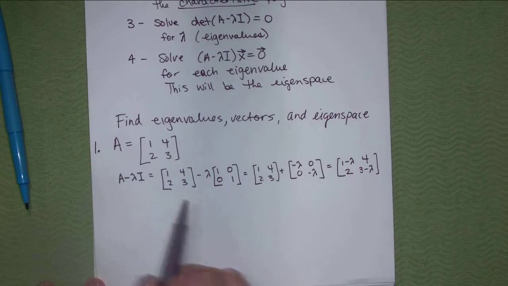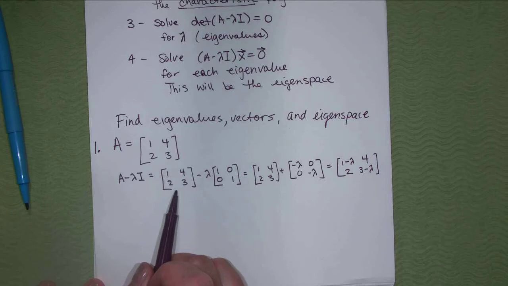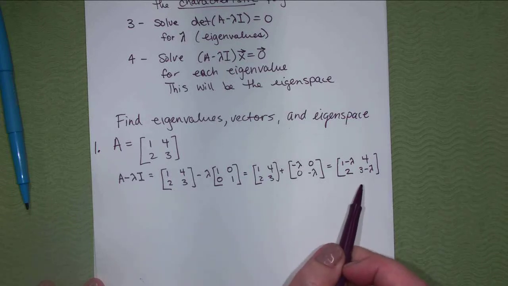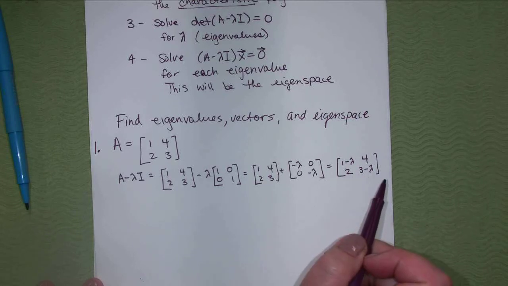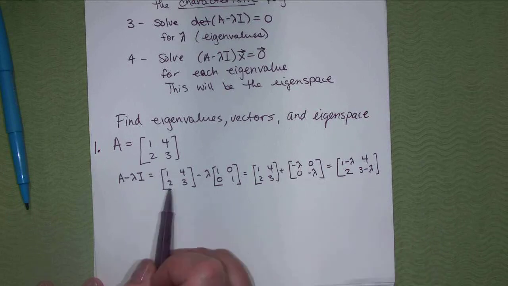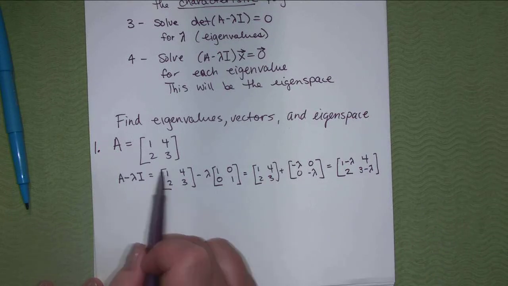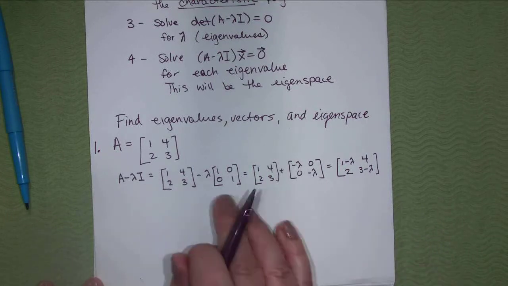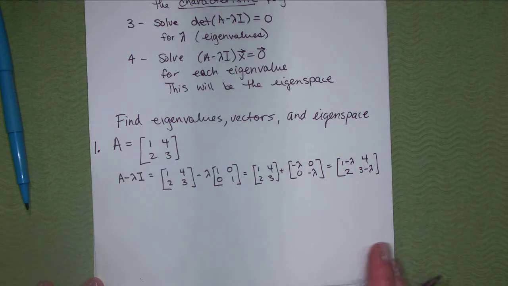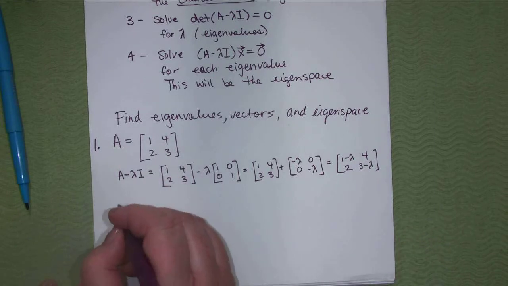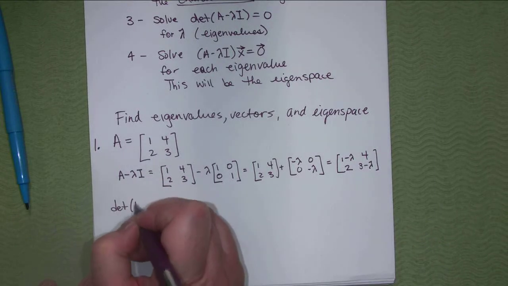Now, I want you to look at the original A, and look at what A minus lambda I is. What did we do to A? What's different about these? Minus lambda down the diagonal. Right, minus lambda down the diagonal. So that's really all you need to do. A minus lambda I takes A, and we need to subtract lambda from the diagonal. Do you see it? So you don't actually need to recalculate this every time. You just do minus lambda down the diagonal. Now we want to find the determinant of that. So the determinant of A minus lambda I.